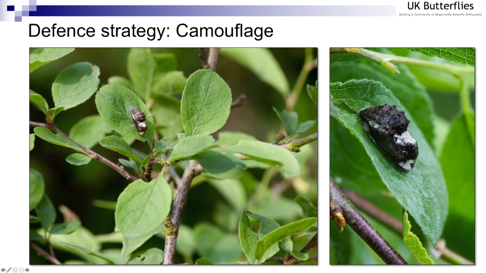Another example is the pupa of a black hairstreak. The black hairstreak pupa is shown on the right, but in context on the left-hand side, you can see that it very clearly is designed to mimic a bird dropping. So fascinating to see this kind of camouflage in the wild.